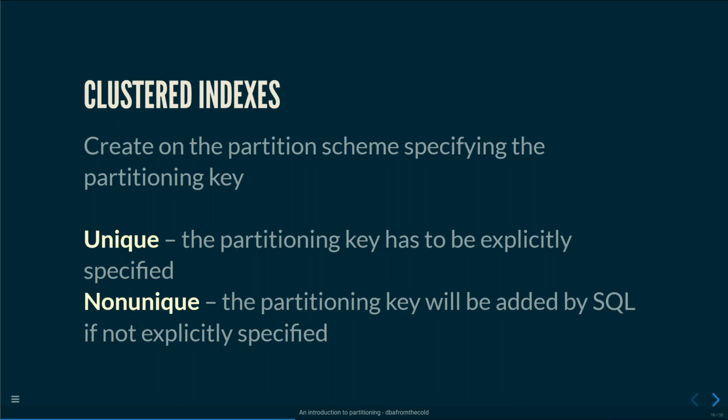And there are a couple of things we need to be aware of when applying indexes to a partition table. With clustered indexes, we need to decide whether our index is going to be unique or non-unique. If it's unique, the partitioning key has to be explicitly specified within our index create statement. If it isn't, the create statement will fail. If it's non-unique and we don't include the partitioning key, SQL will add it explicitly in the background. It won't tell us it's doing it, but it's happening in the background anyway. So that's one thing we need to consider with clustered indexes.